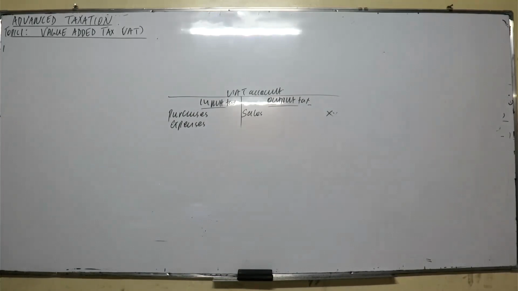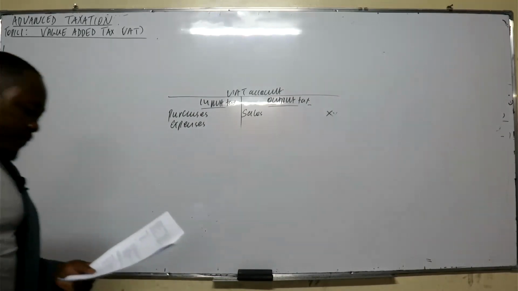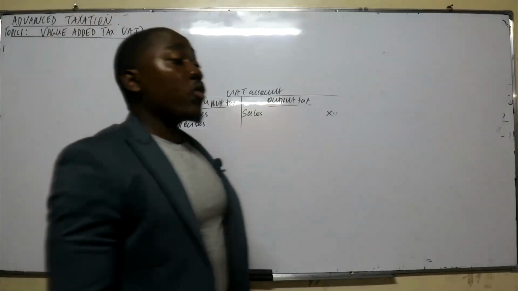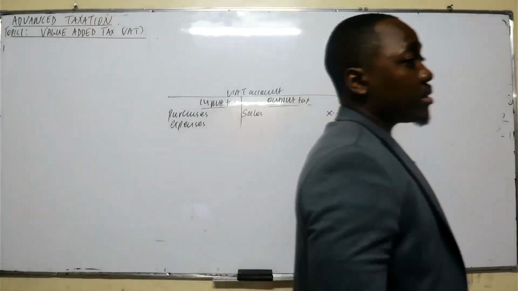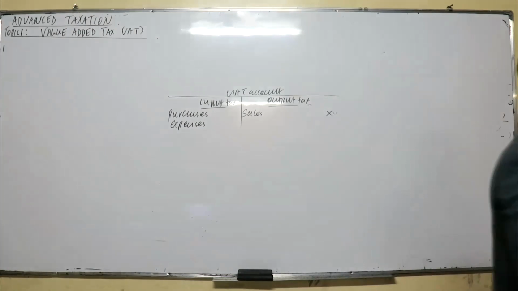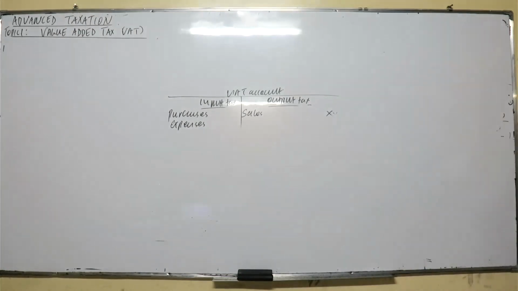Number B, the person has a fixed place from where the business is conducted. You must have a physical location, whereby they can come and look for you to do your audit.